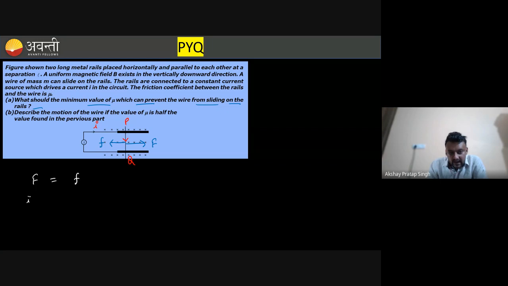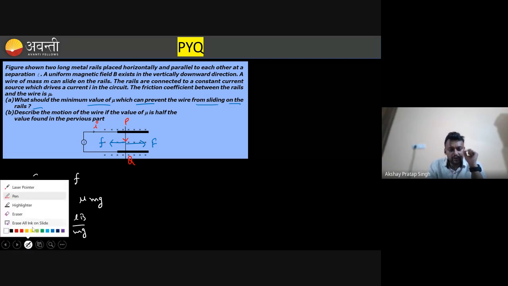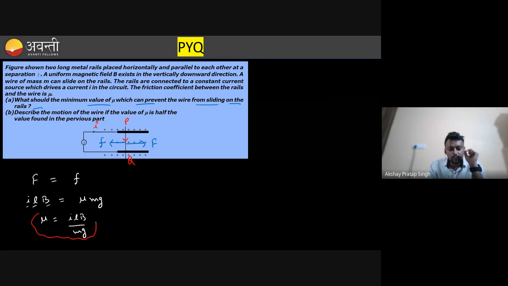What is F? It is ILB. The length is given as small l, magnetic field is given as B, current is I. This is equal to friction. You know that friction is mu into mg. I hope you remember this. Friction is mu mg. So what is mu here? Mu is ILB by mg. Very simple statement: mu must be ILB by mg. This is our first part which is solved.